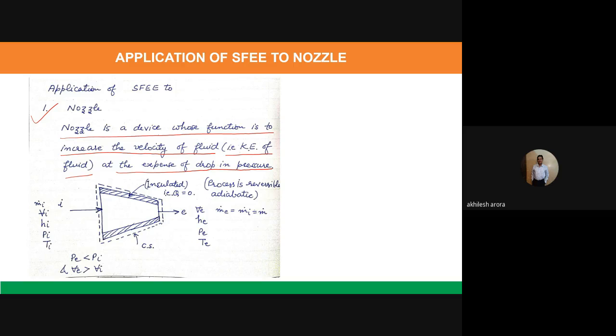So what is the meaning of it? Let us try to understand. First of all, you can see the symbol of the nozzle. How have we drawn it? We have drawn it like this. This is the symbol of the nozzle.